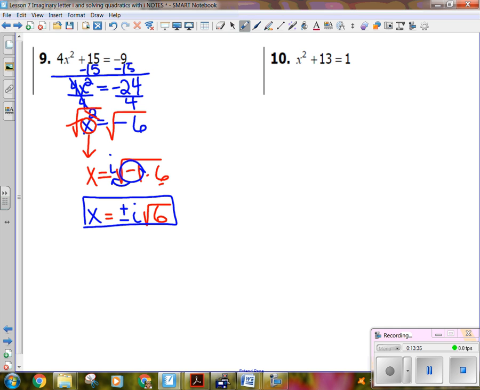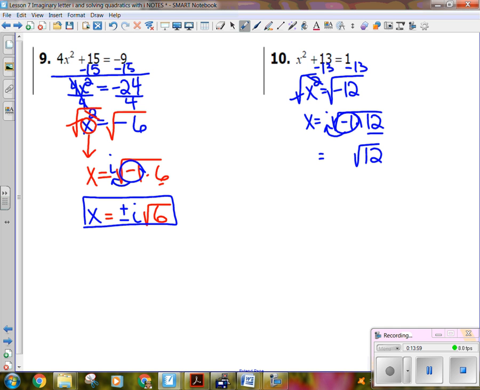Number 10, subtract 13 from both sides. x squared equals negative 12. Take the square root of both sides. x is equal to the square root of negative 12. 12 is not a perfect square, so I cannot take 12 out. The square root has to stay with 12. But the negative 1 can come out as little letter i. And don't forget what? Plus or minus. So we're solving for x.